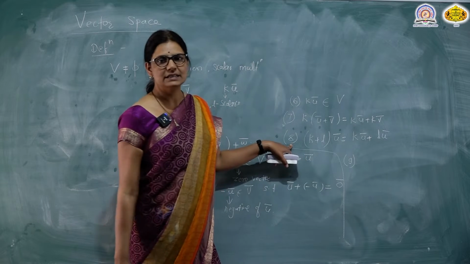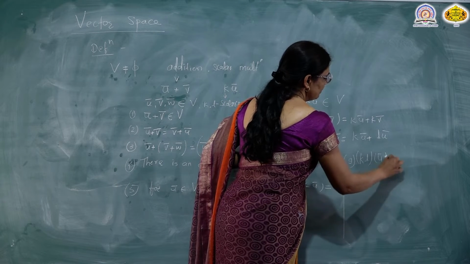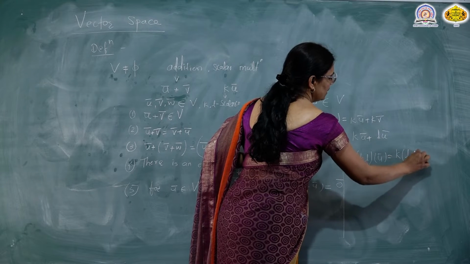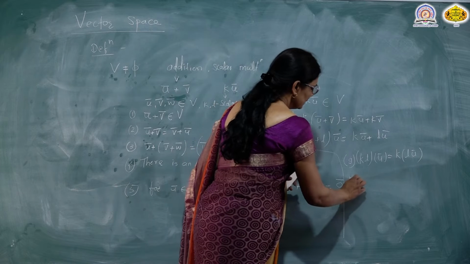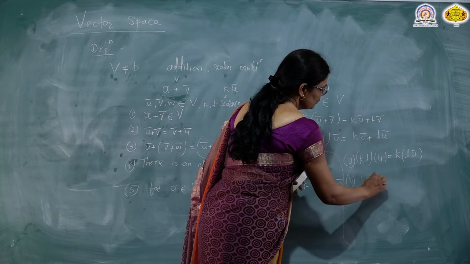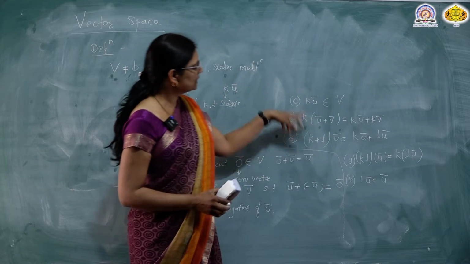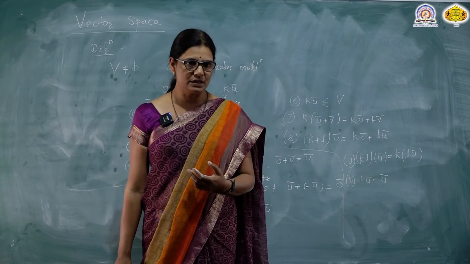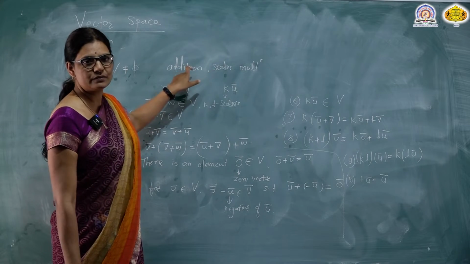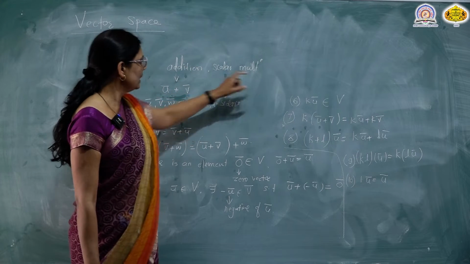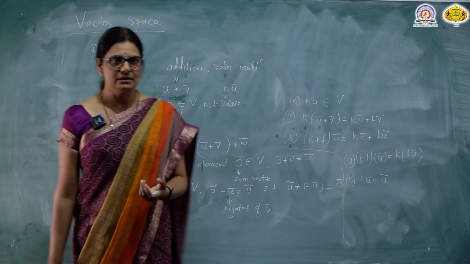Now next one is the 9th property: k times (l times u bar) can be written as (k times l) times u bar, and the 10th property is 1 times u bar equals u bar. So these 6th to 10th properties are all related to scalar multiplication. So any non-empty set together with two operations, addition and scalar multiplication, that satisfies all these 10 properties is called a vector space.